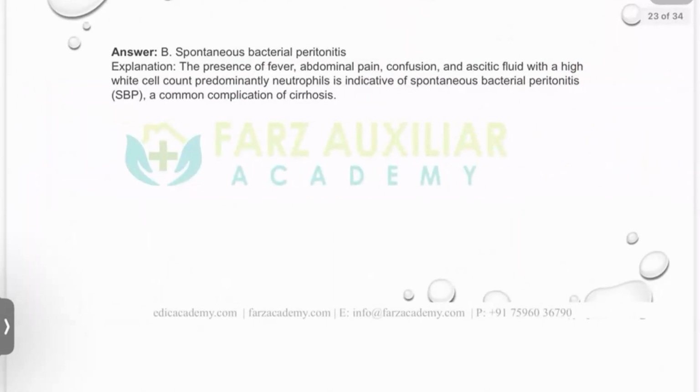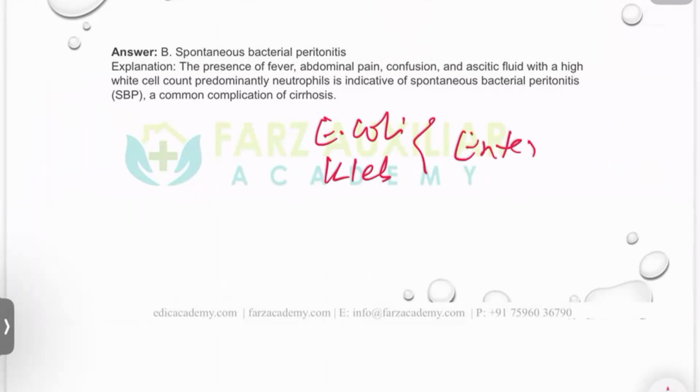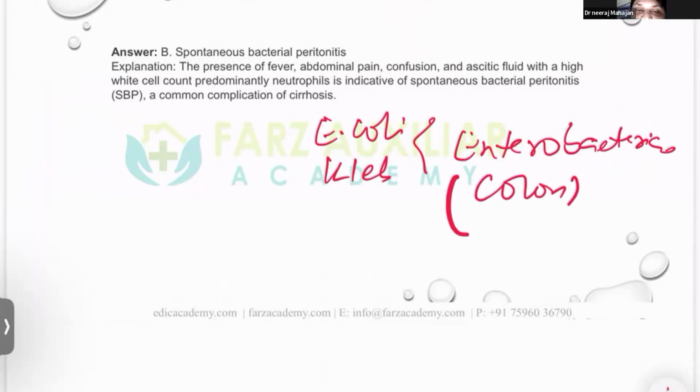Okay. So this patient has fever, abdominal pain, confusion, ascites, and so on, which is a common complication of cirrhosis. Which bacteria are commonly involved? E. coli and Klebsiella. Why E. coli and Klebsiella? They are Enterobacteriaceae. Yes. They are living in the colon. So they are the ones which can go there. Another bacteria, Enterococcus faecalis, can go. Streptococcus is present everywhere, so it can go. Okay.